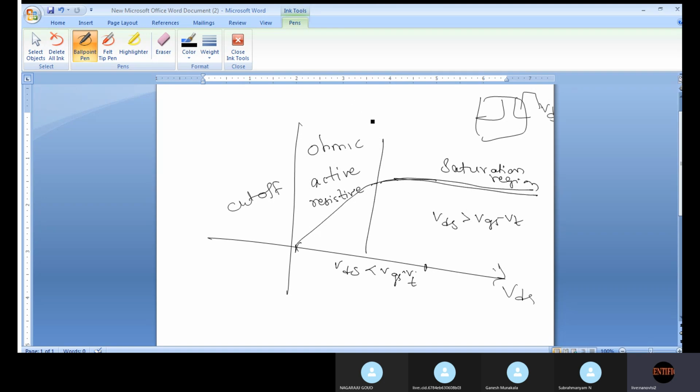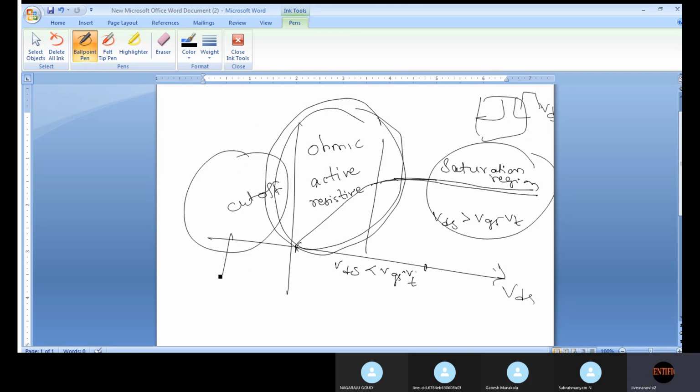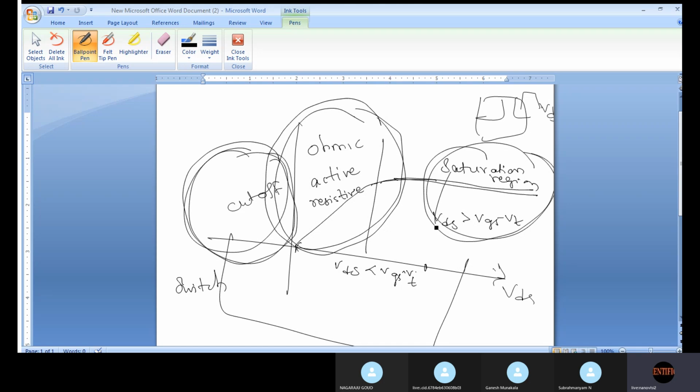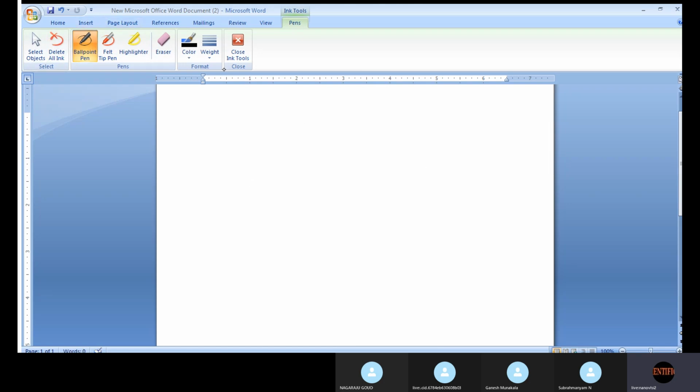Normally the MOSFET will act as an amplifier in the active region. Listen to me carefully. MOSFET will act as an amplifier in the active region. In saturation and cutoff regions, it will act as a switch. For digital logic design, we will only be considering the saturation region and cutoff region. This is about the theory of the MOSFET, which is part of VLSI.